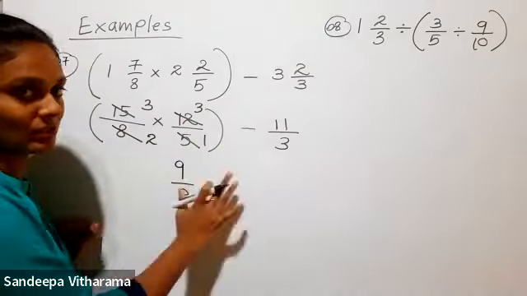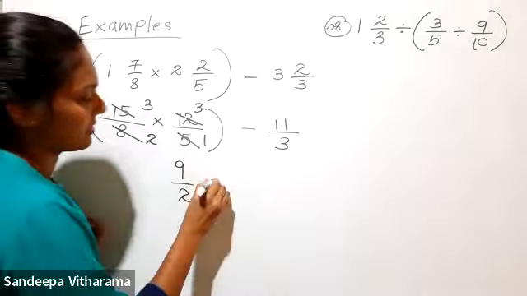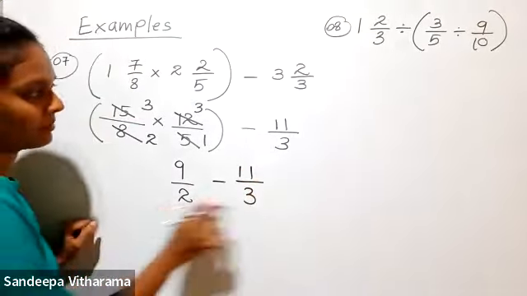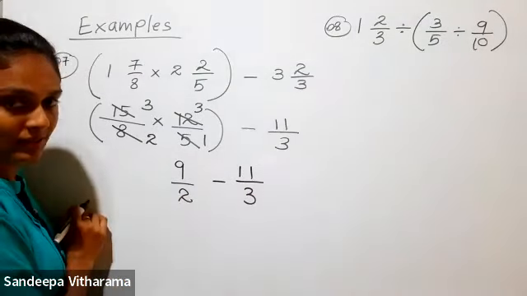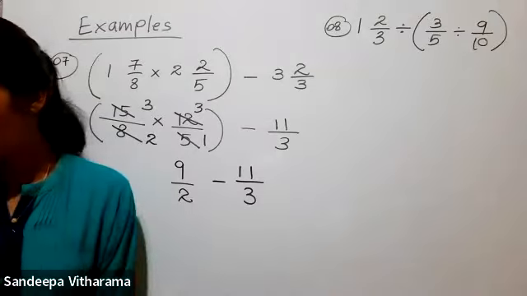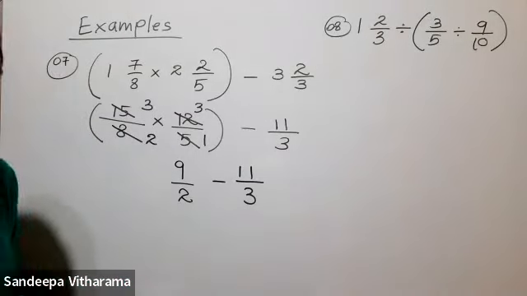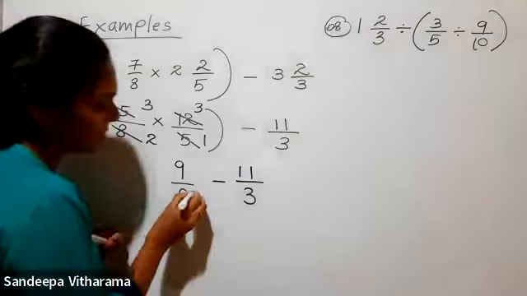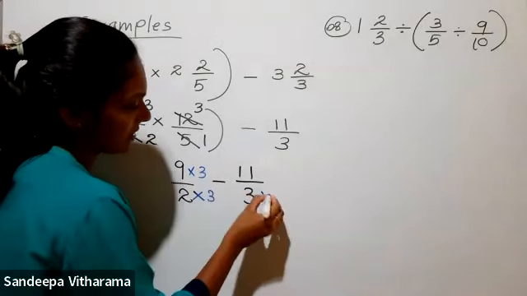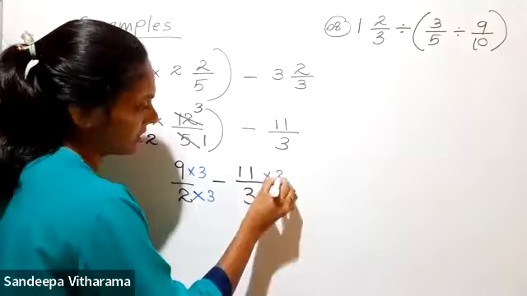Okay, now no need to include brackets. Subtract 11 upon 3. Now here it is a subtraction, so you have to convert two different denominators into the same denominator. So we have to multiply this by 3. Here it is multiplied by 2.